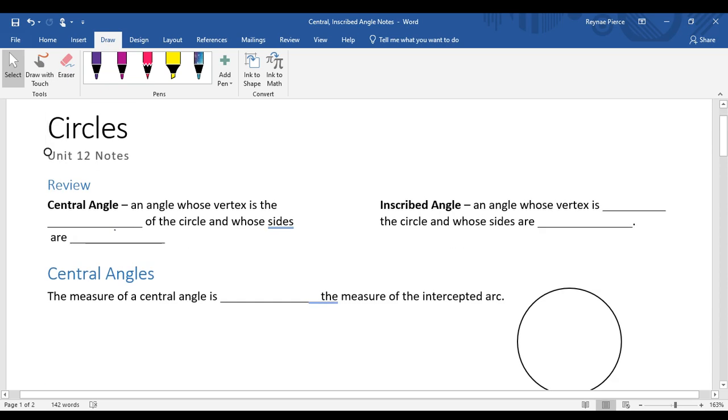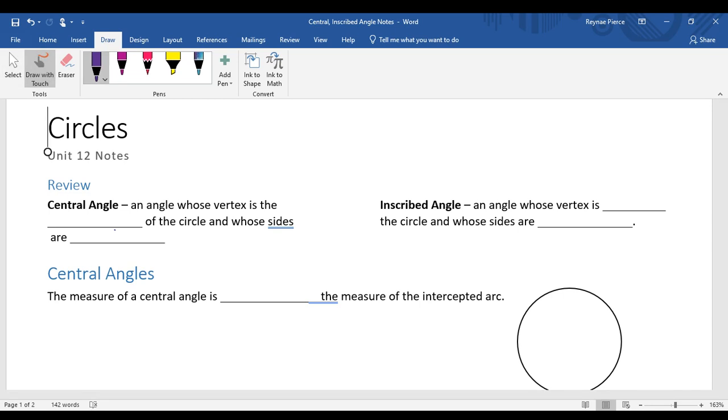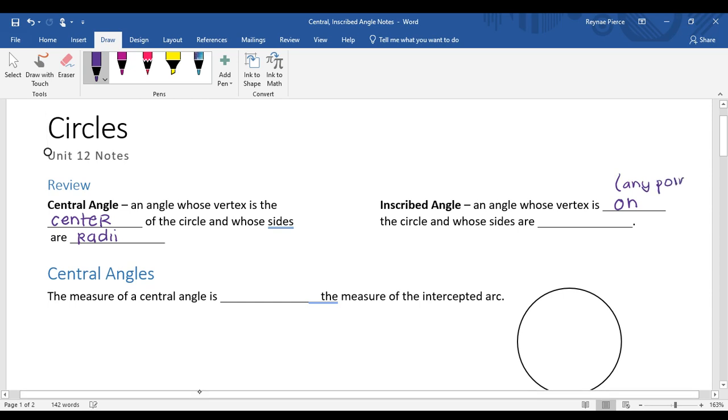Okay, we're going to start by talking about angles in circles. Just as a review, an angle whose vertex is the center of a circle is a central angle. Those sides of the angle are radii. And an inscribed angle is an angle whose vertex is on the circle, and it can be any point on the circle. And those sides of the angle are chords.